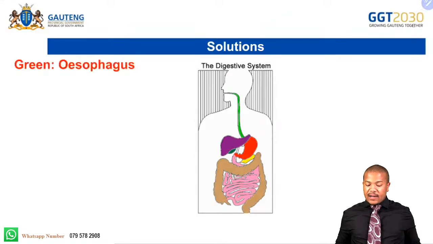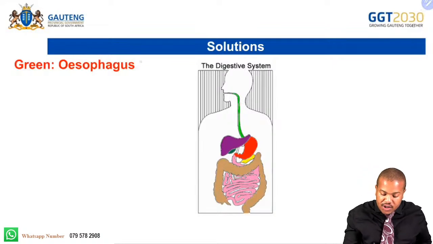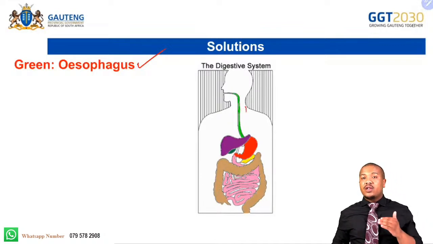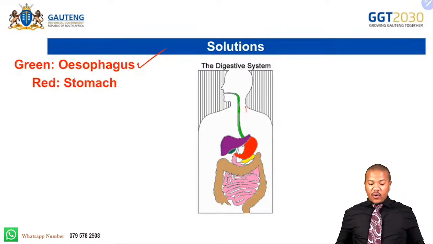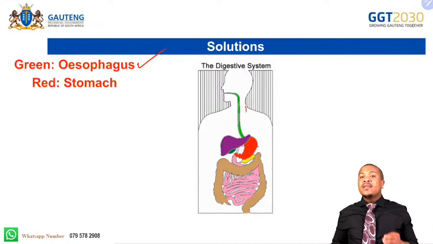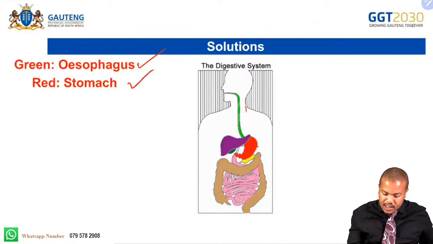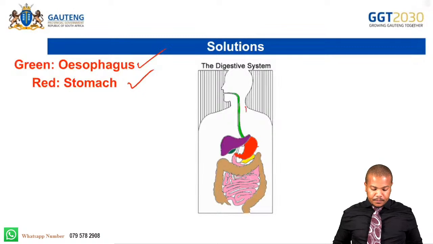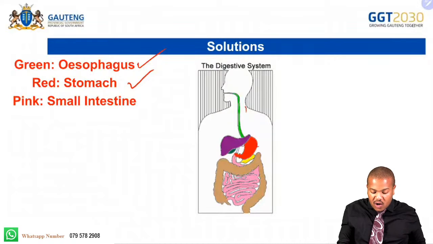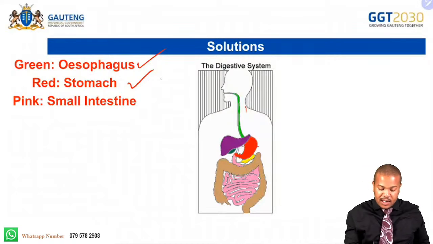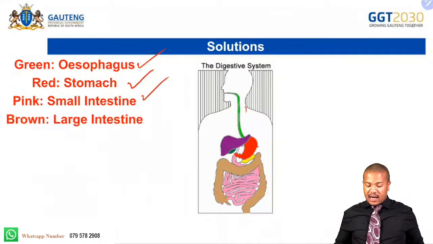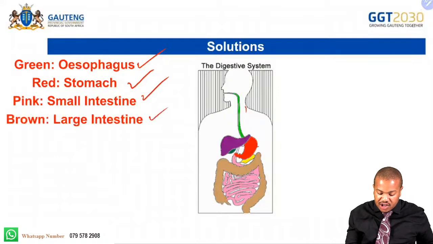For green, the first green there, it is the esophagus. Following red, when looking at the red color there, we see that it is the stomach. Then you keep on marking your work. For pink, you find it on the small intestines. It is the small intestines. Then we have brown, and brown is our large intestine.